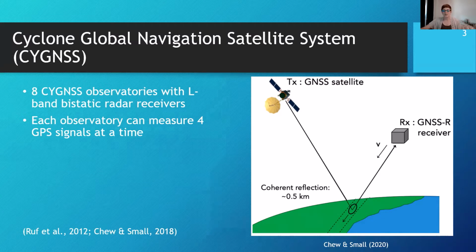As depicted in this figure, a bistatic radar receiver, or a GNSSR receiver, in this case Cygnus, detects signals that reflect off the Earth's surface after being emitted by different satellites, in this case GPS satellites. Each of the 8 Cygnus observatories can measure 4 GPS signals at a time, meaning that there are many Cygnus retrievals every day.